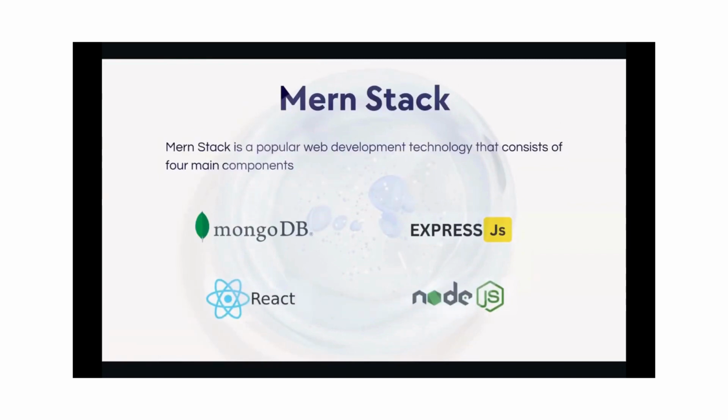MERN stack. MERN stack is a popular web development technology that consists of four main components: MongoDB, Express.js, React, and Node.js.